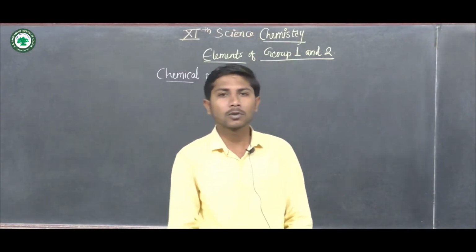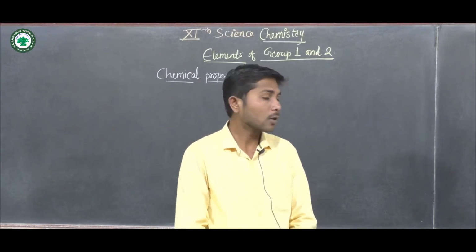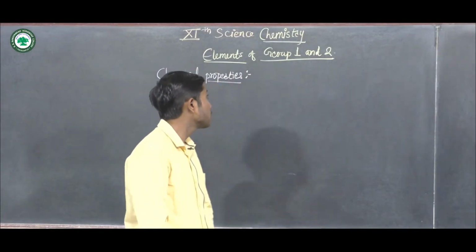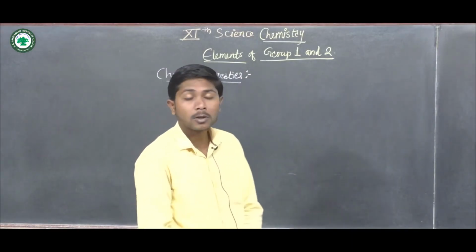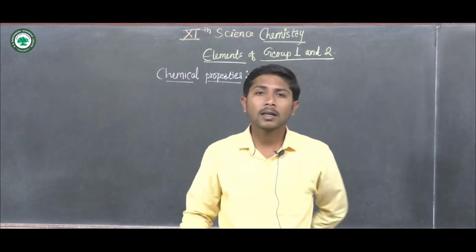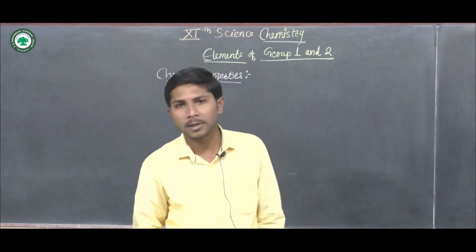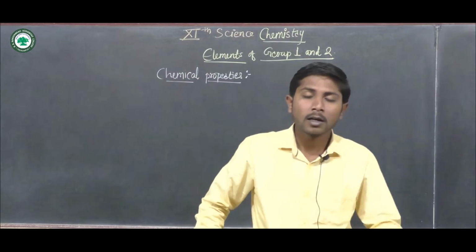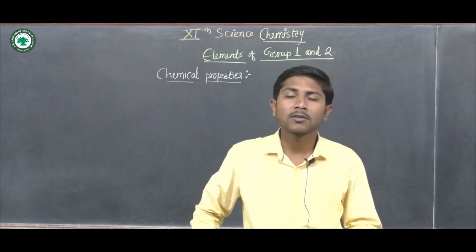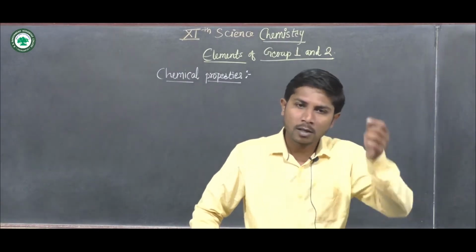As in previous videos, we were studying one of the important chapters from 11th standard, that is the elements of group first and second, meaning the alkali metals and alkaline earth metals, in which we have seen their electronic configuration and which kind of trends they show along the group.